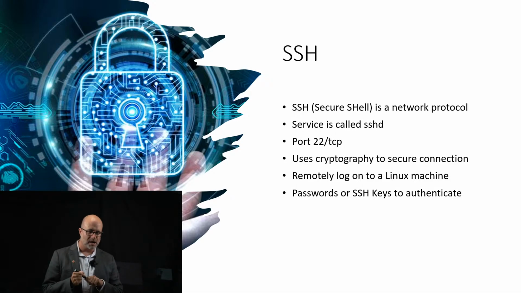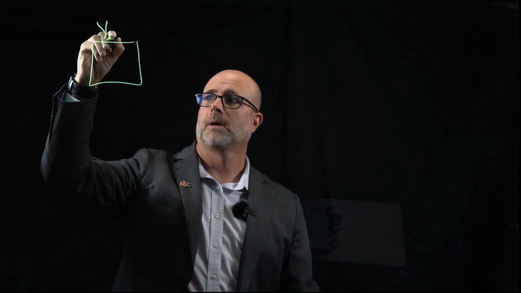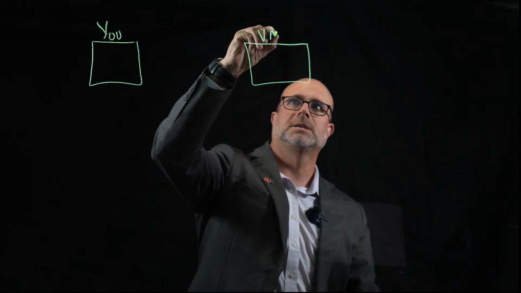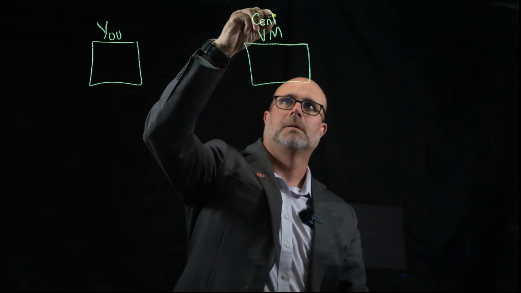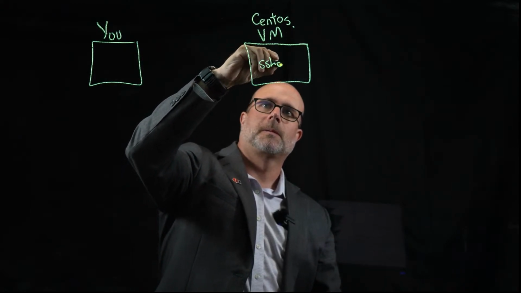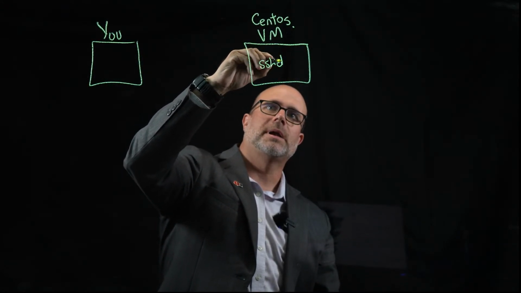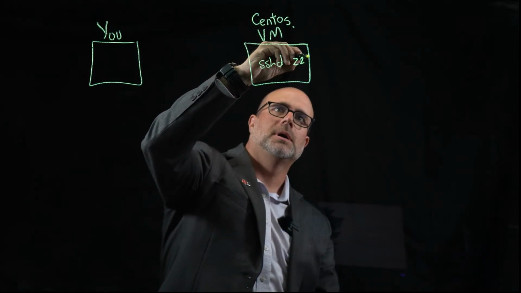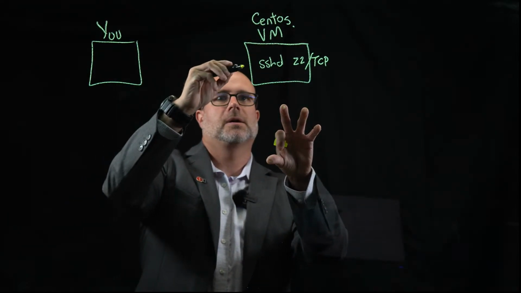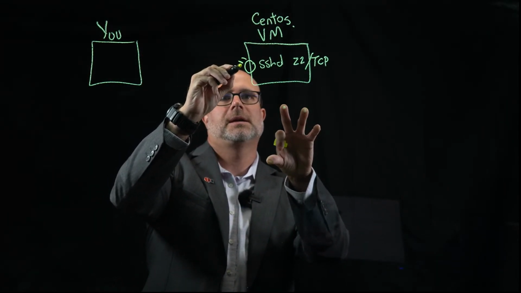So what SSH allows us to do is log on to a remote machine. I know a lot of you guys have a lot of experience with SSH. I just want to take a second and make sure the people who don't understand get it. Let's say this is your machine, and this is your CentOS VM. On here, we have the SSH daemon, running on port 22, and this is going to go outside of the box, TCP. It's listening here. It's got a port open, listening for anything that comes in.